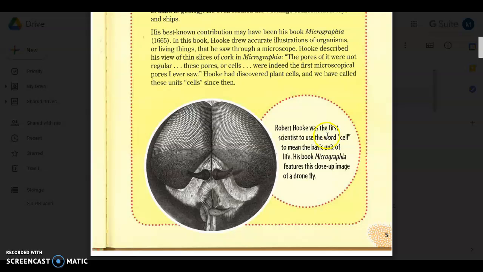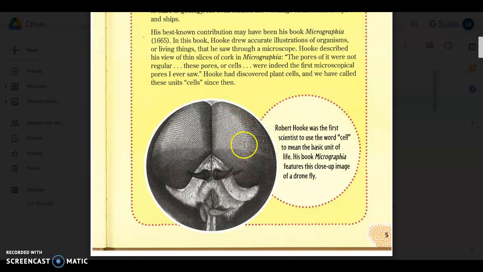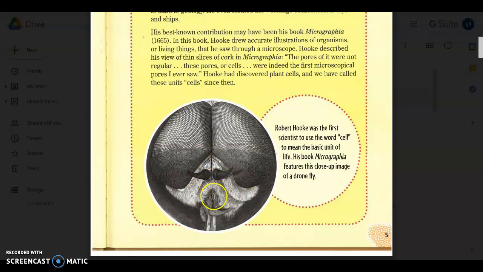It says Robert Hooke was the first scientist to use the word cell to mean the basic unit of life. His book, Micrographia, features this close-up image of a dronefly. And it looks like these are probably his eyes right here. And this is likely the top of his head, and then he's got the mouth sticking up here. So where did it say that Robert Hooke first saw cells? And why is it that he got to name them?